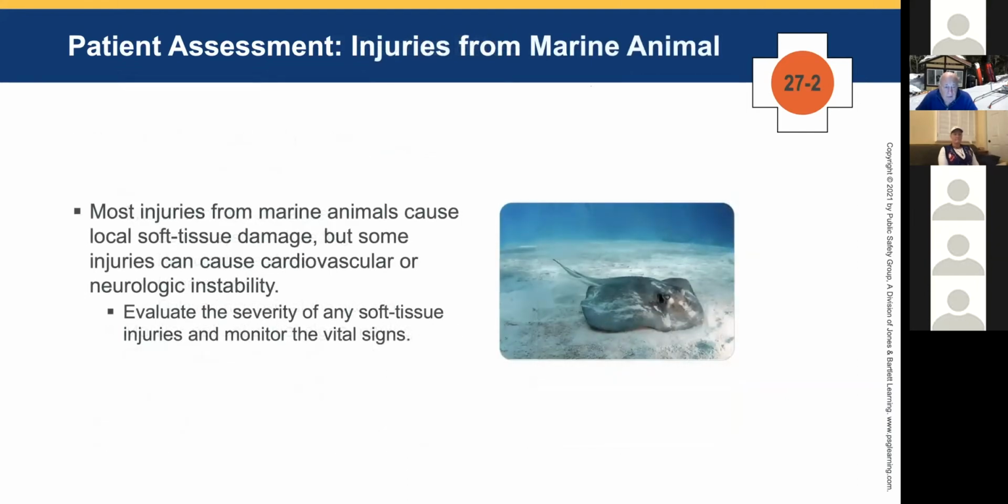We talk about most injuries from marine animals, local soft tissue damage, but some injuries can cause cardiovascular or neurologic instability. We want to evaluate the severity of any soft tissue injuries and monitor the vital signs.